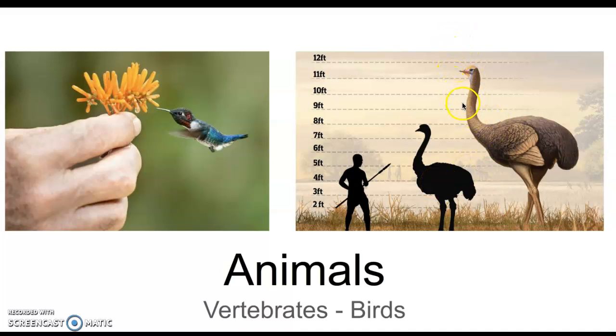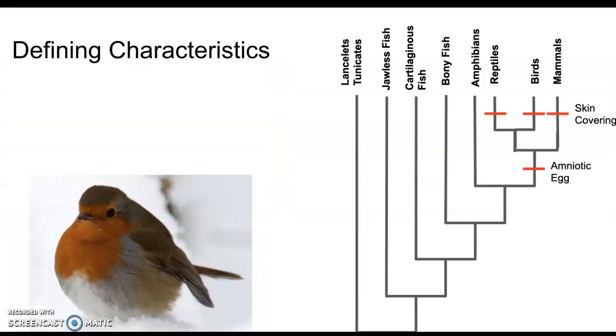But there used to be a 12-foot bird which is also related to the ostrich family. You can see the similarities. This lived in Europe about 2 million years ago. Some interesting characteristics of birds.